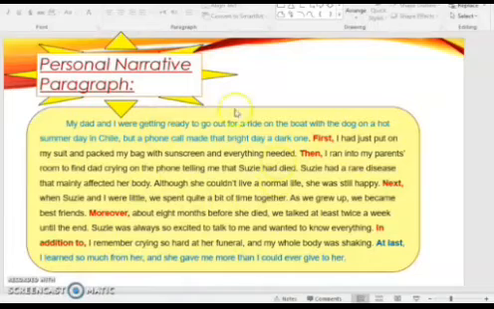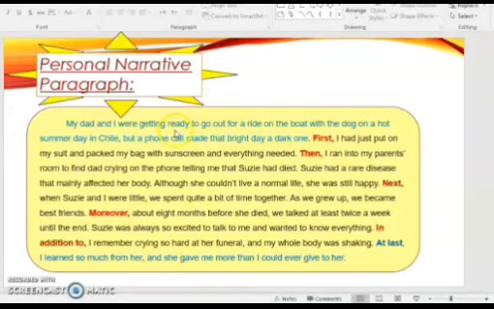And I would like to see such a well-organized paragraph in your homework. Now let's read. My dad and I were getting ready to go out for a ride on the boat with the dog on a hot summer day in Chile, but a phone call made that bright day a dark one.